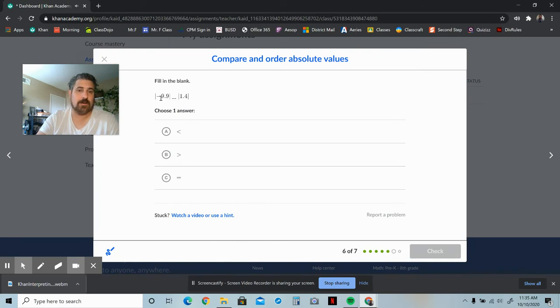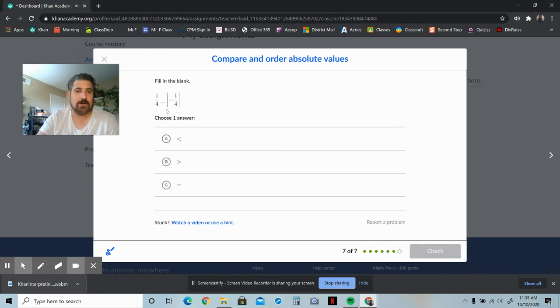Which is going to be greater? Absolute value of negative 9.9 or absolute value of 1.4. Well, which one of those is further from 0? Obviously, absolute value of negative 9.9 is going to be further from 0 because its distance from 0 is 9.9, whereas the 1.4 is only 1.4 from 0. So when we compare absolute values, you're comparing the positives of these basically, right? Because distance is always positive. Which one's greater, 9.9 or 1.4? Obviously, 9.9 wins, so open towards the 9.9.